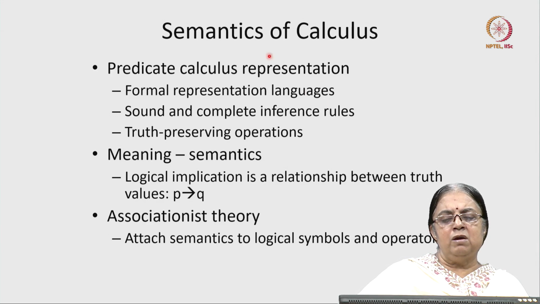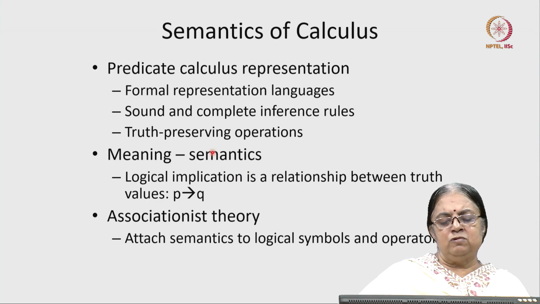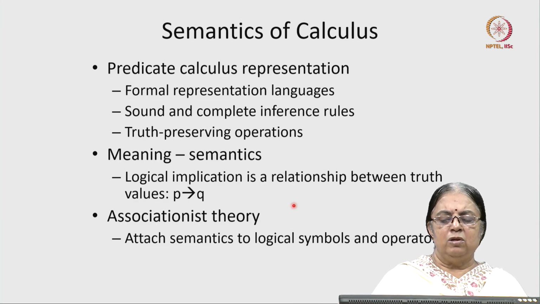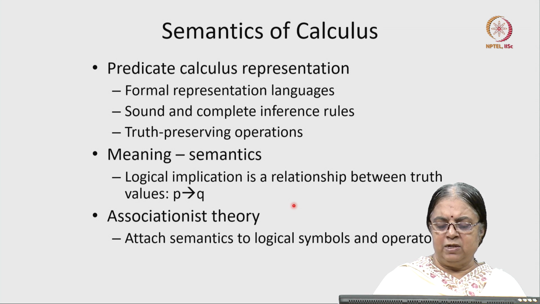So, when we are talking about semantics, we are talking about what is the meaning of what you are doing, what is the truth value. So, when you say P implies Q, what is the relationship between the truth values of P and Q? And when you say associationist theory, it means that you are attaching some type of semantics to your logical symbols and operators. So, having said this, we will start first with the semantic networks.